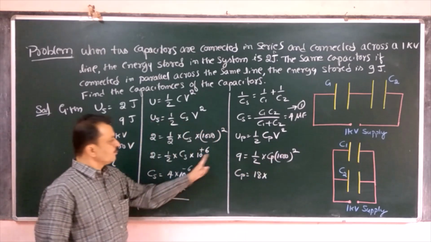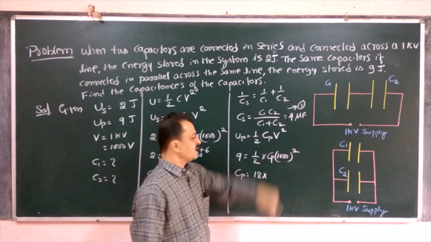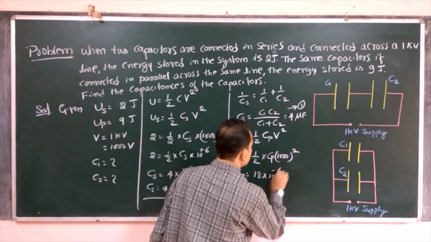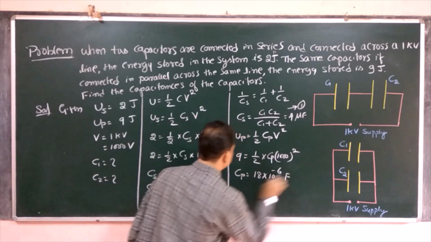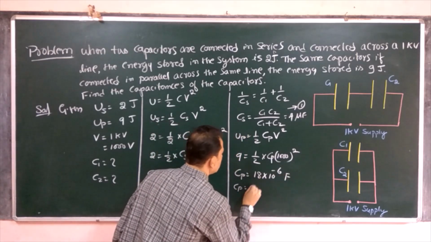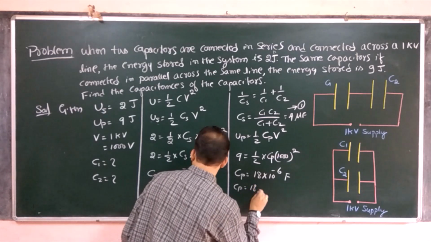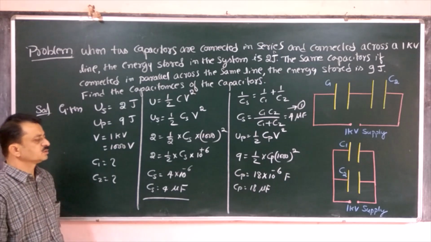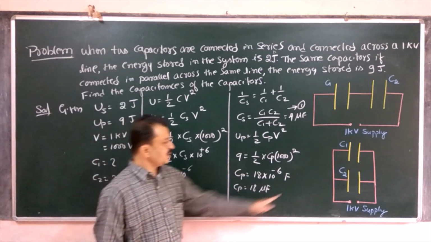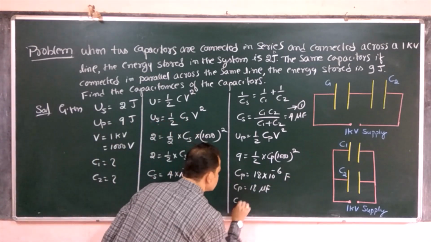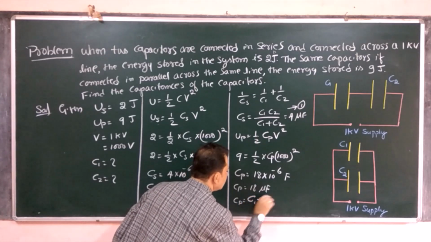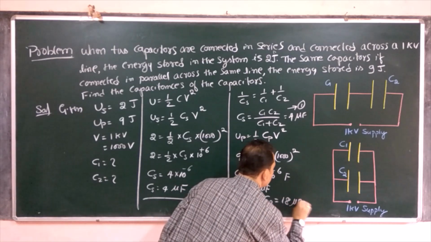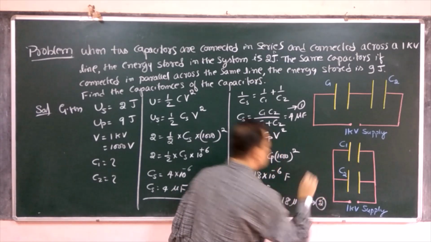As before, 10 to the power of 3 squared is 10 to the power of plus 6. Sending it to the other side, it is 10 to the power of minus 6 farad. Or CP is equal to 18 microfarad. Now what is the expression for CP in case of parallel combination? CP is nothing but C1 plus C2, that is equal to 18 microfarad. Call this as equation 2.